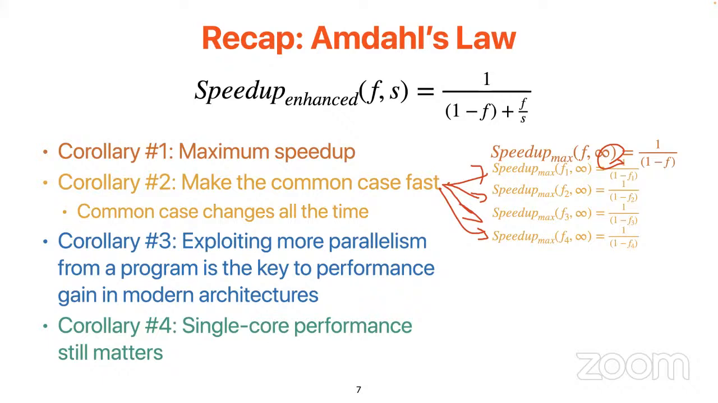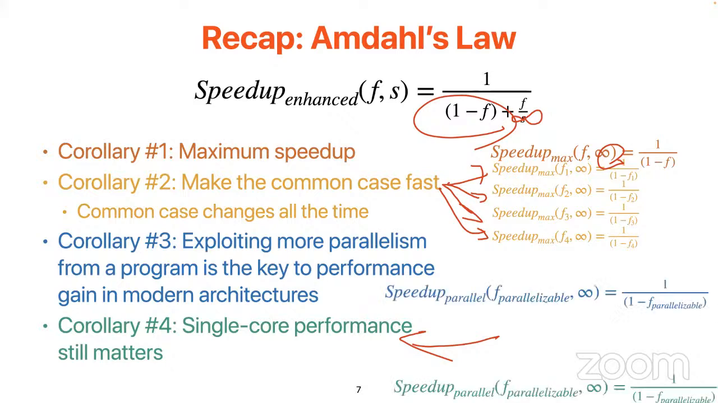And finally, another thing is that single core performance still matters because, again, if you have a limited number of cores, at the end, the 1 minus f part, which is the non-parallelizable part, is going to determine your performance, right?